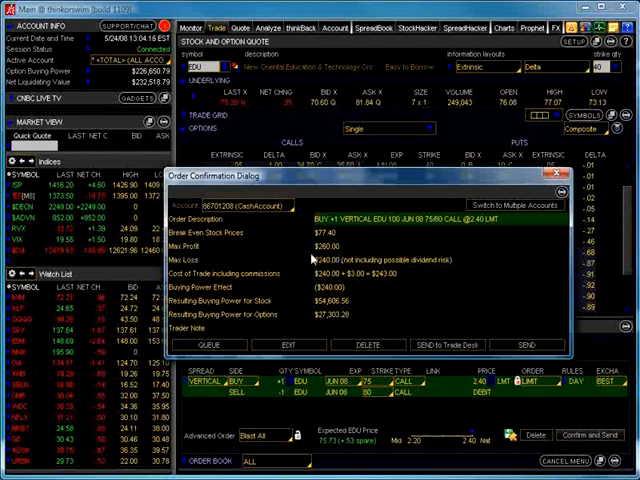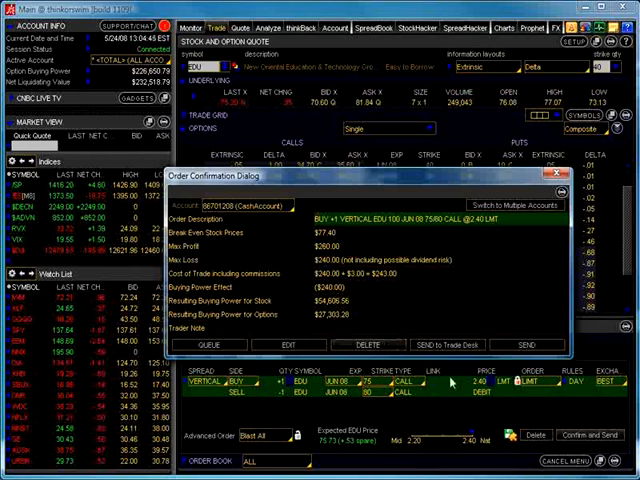Our maximum loss is $2.40, or $240, which is $2.40 per spread, which is the exact amount that we paid for the spread. Okay, so the most you can lose in a vertical spread is exactly what you paid for it. That's the maximum amount of money that you could lose. You can't lose any more than that.